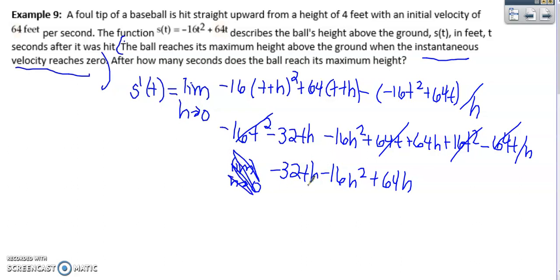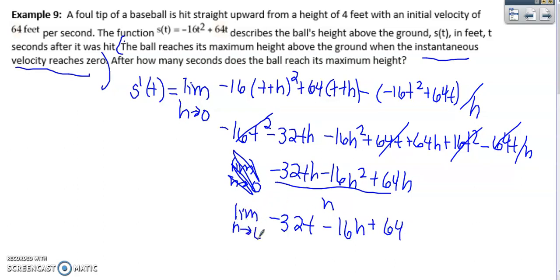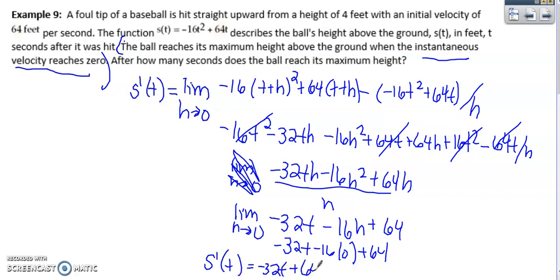I'm sorry, I did not cancel out my h yet. Caught myself. Sorry about that. All right, I had not simplified. How did I know that I hadn't done something? Because I was going to plug in 0 and see that I got 0, and that felt wrong. So now I plug in 0. And I get that s prime is negative 32t plus 64.